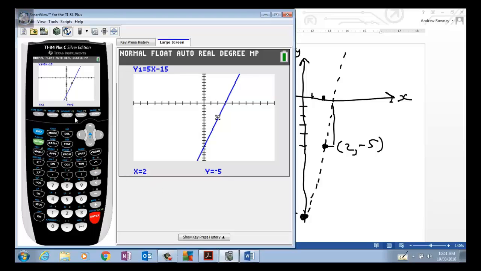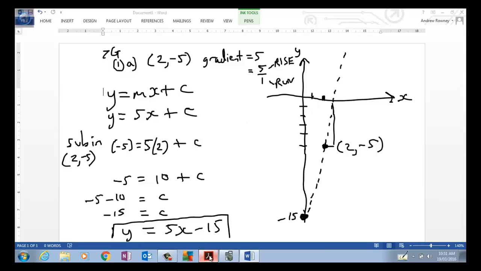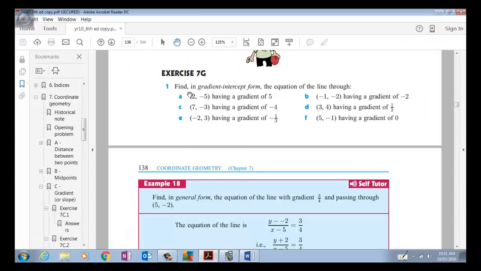You can actually press the trace key and you can go up and down that line like this, getting other sets of points that lie on that line. Okay, so that's the first one. Part A is done. You try the rest in question 1. Just pause it and have a go, and then come back to have a look at the answers.